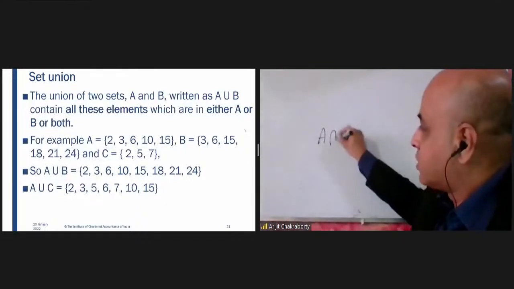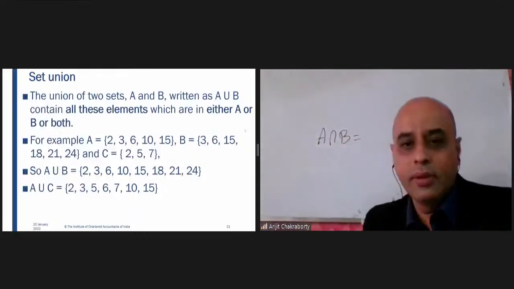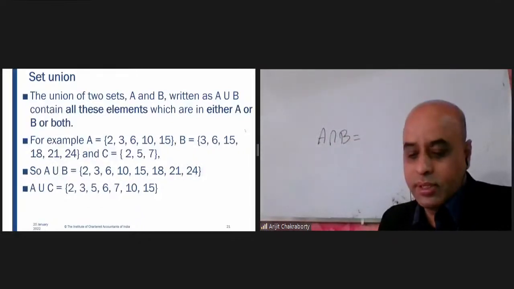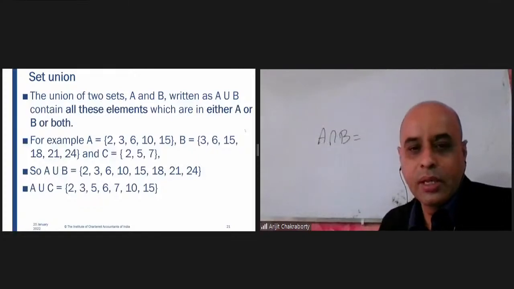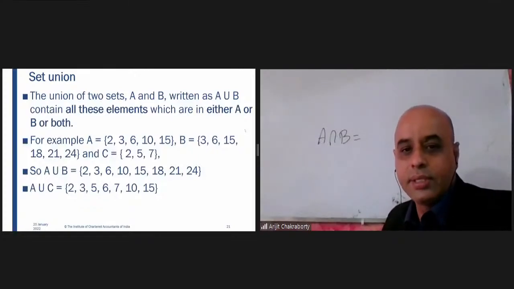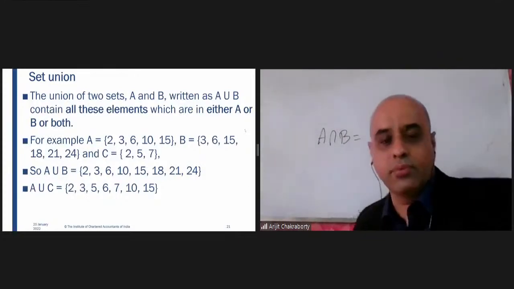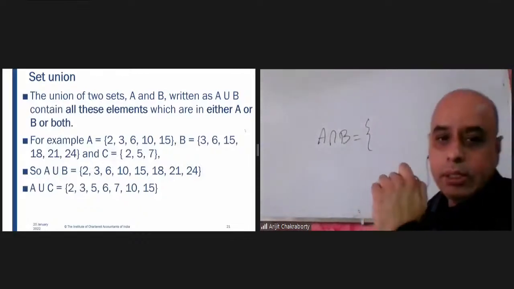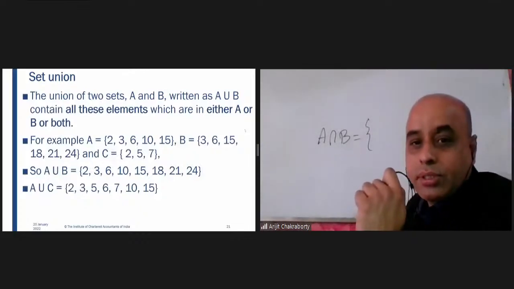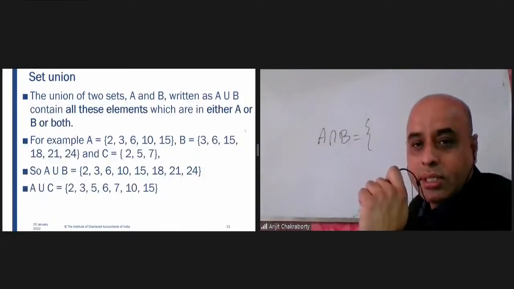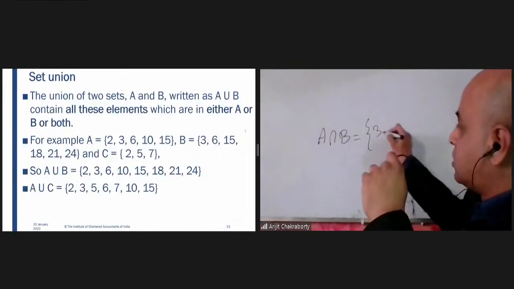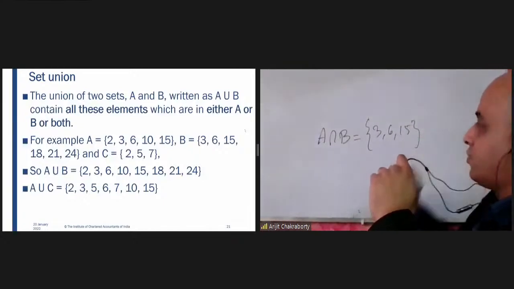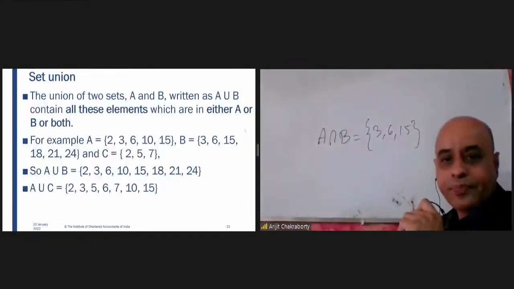So first is A intersection B. What will be the answer? A you can see 2, 3, 6, 10, 15. B is 3, 6, 15, 18, 21, 24. Which elements are common? Please find out. 3 is common, 6 is common, 15 is also common, I guess. So you can see there are 3 elements, 3, 6, and 15, which are there both in A and B.